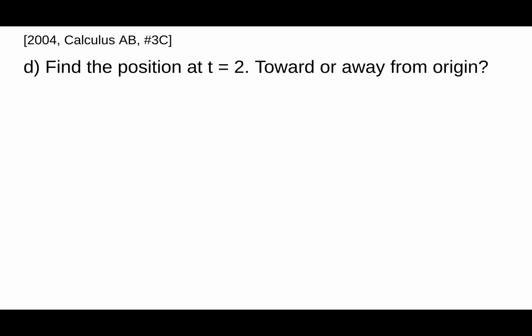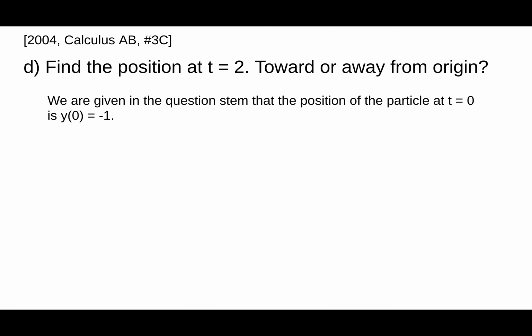In part D, we are asked to determine the position of the particle at t equals 2, and then also determine if the particle is moving toward or away from the origin at that time. We're given in the question stem that the position of the particle at t equals 0 is already y of 0 equals negative 1. We do have to account for this, since where the particle starts in this whole process will affect where that particle is going to be at t equals 2.